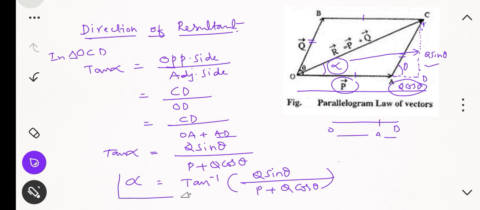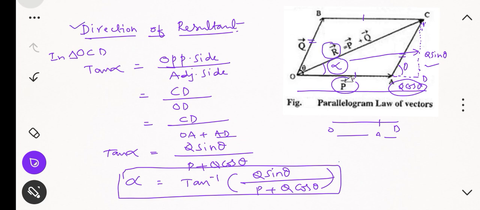This is the direction of the resultant, that is the angle made by the resultant with p bar. This gives the direction of the resultant.